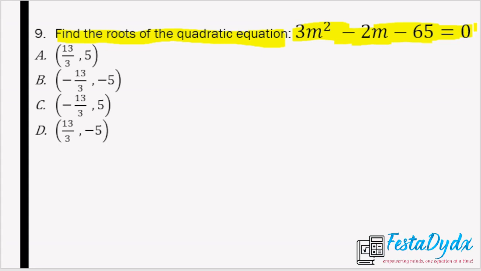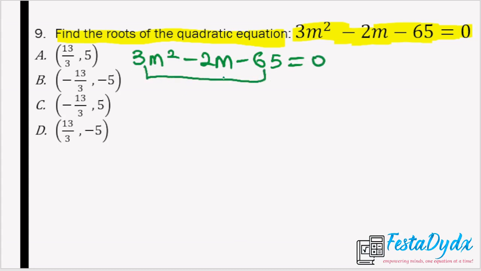Now I would love us to use the factorization method to solve this question. So let's start. We have 3m squared minus 2m minus 65 equal to 0. I'm going to bring these two together. I will multiply the first and the last digit together. So I'm going to multiply 3m squared times minus 65. When I multiply these two, I get minus 195m squared.